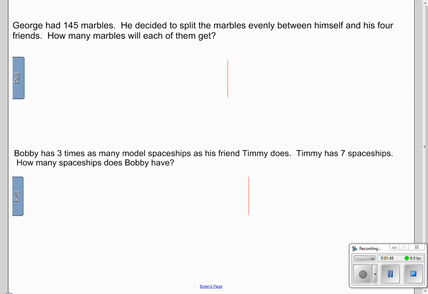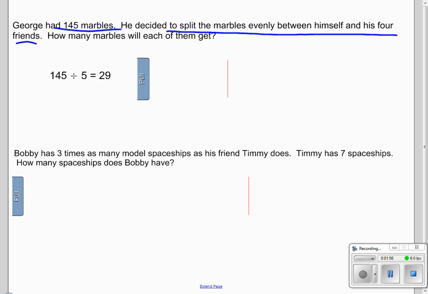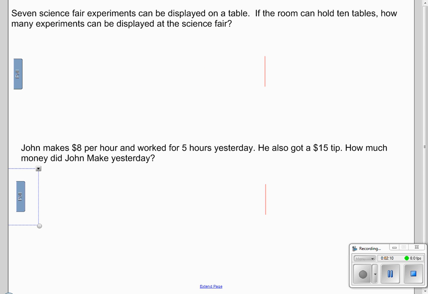Another example. George had 145 marbles. He wants to split them evenly between himself and his 4 friends. Now keep in mind, that's 5 people. And so we make that 145, that's what we started with, divided into 5 groups, and that is 29 marbles. Each one of them gets 29 marbles.